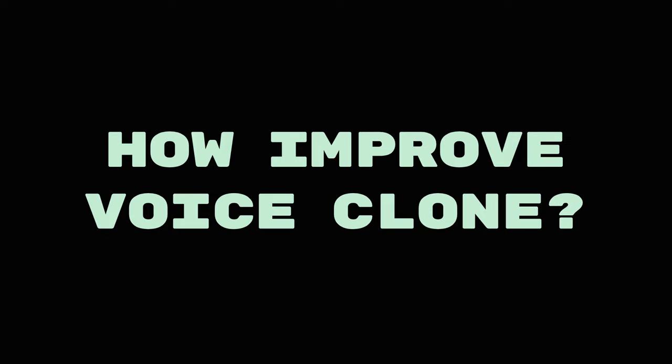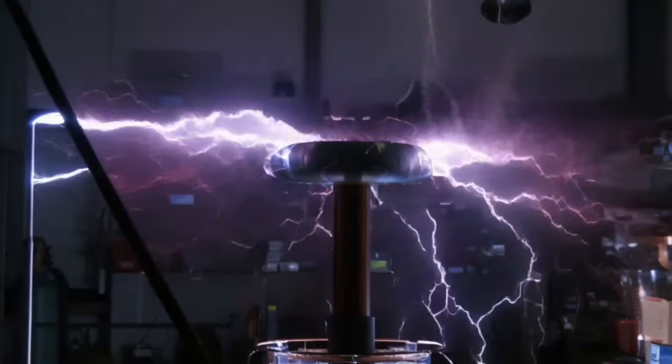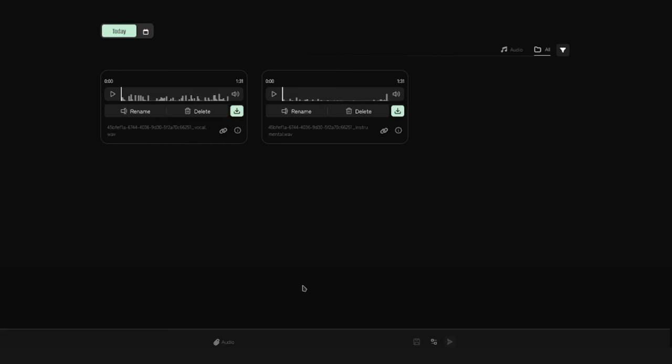How to improve voice clone? This method allows you to separate the voice from any background noise, including both vocals and instrumental music. This means you can not only modify a regular speaking voice, but also a singing voice in clone voice, and then seamlessly combine it back with the musical instrumental.